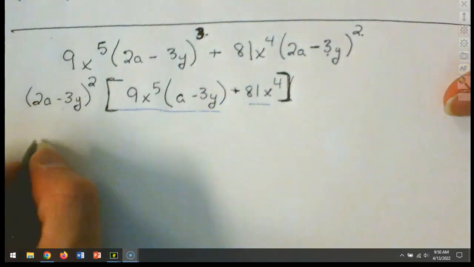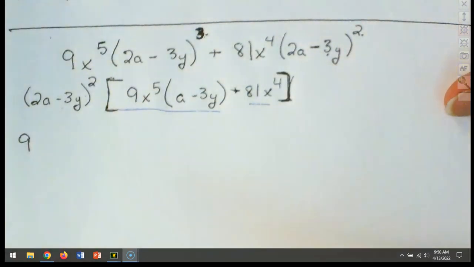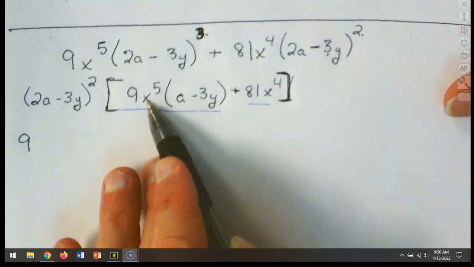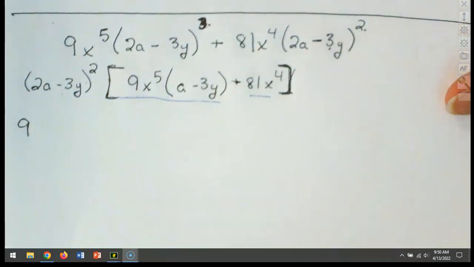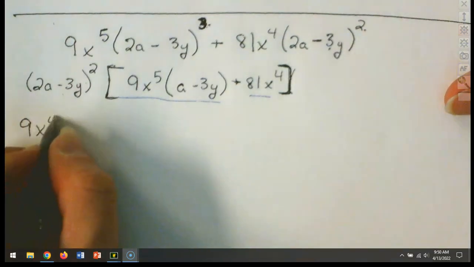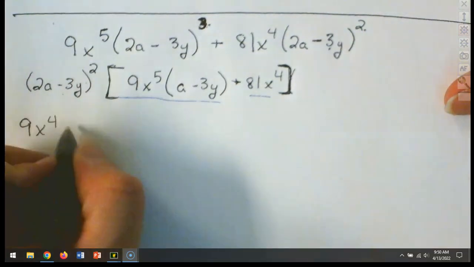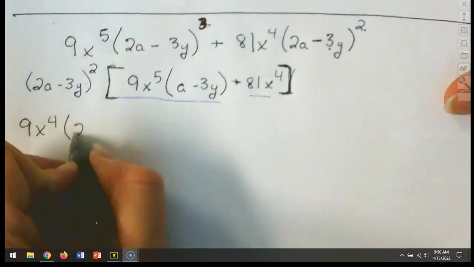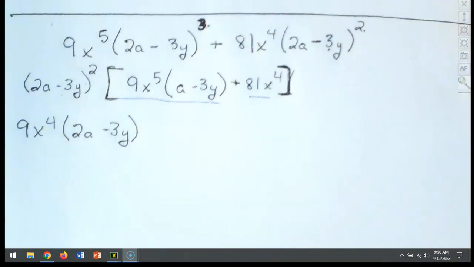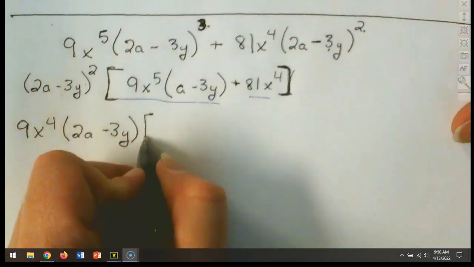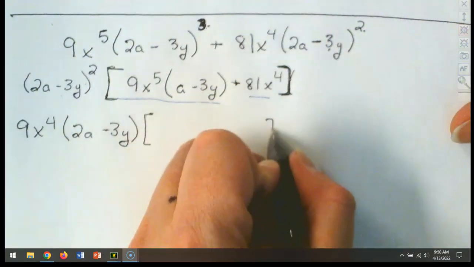So what do they have in common? 9. Okay. And then what else do they have in common? X to the 5th, x to the fourth. What power do we take out? Smaller power. And what's my smaller power? X to the fourth. We place that out in front. Now we're going to keep the 2a minus 3y out in front. Okay, so that stays there. Now we see what we've got left.